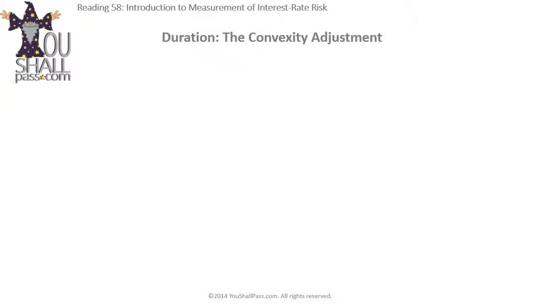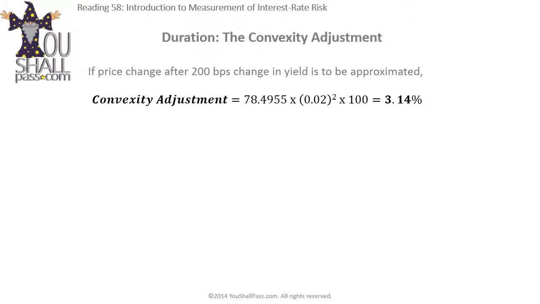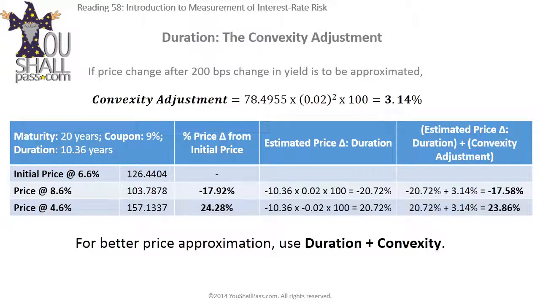Here we show how to use the convexity adjustment in tandem with duration to come up with a better price approximation for a given large change in yield than just using duration alone. In the second column, we have the exact changes in prices, and in the third column, we have the change in prices as given by duration alone. And as you can see, the difference is about 3.5%.